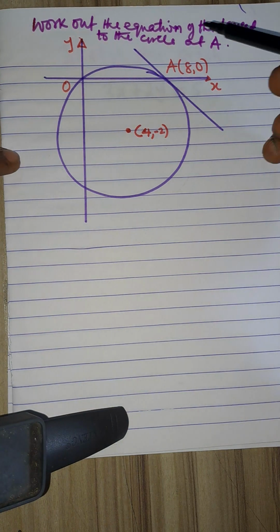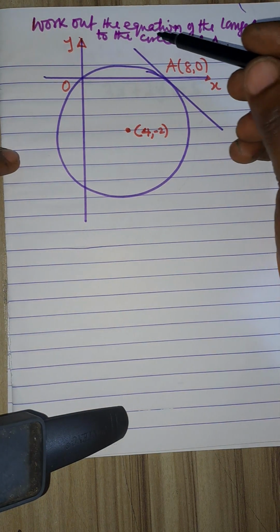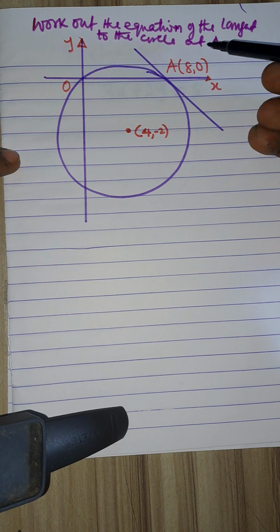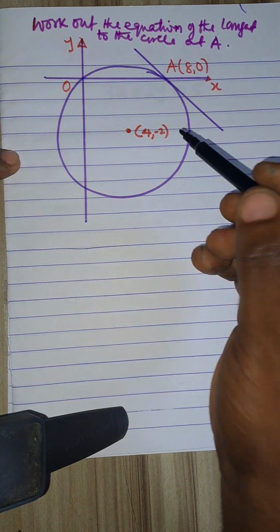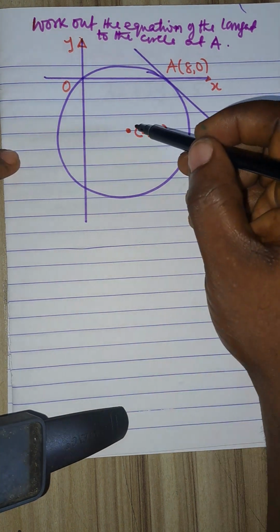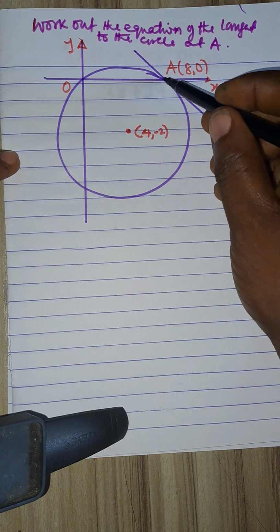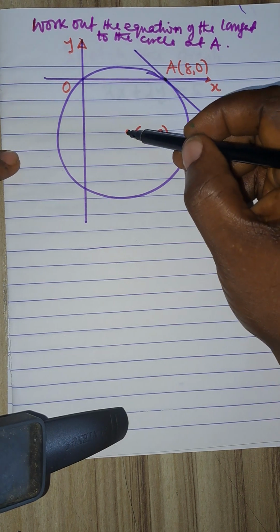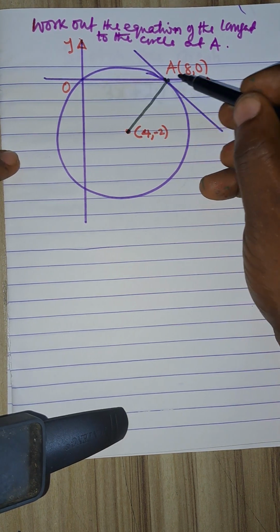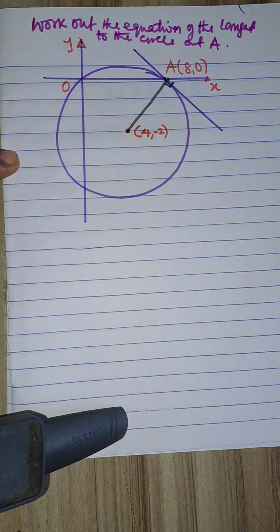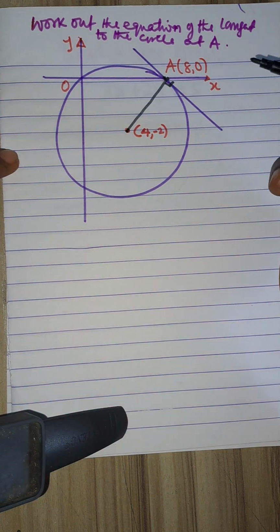For instance, we'll work out the equation of the tangent to the curve at point A. So what we do, we join these two. This is the tangent. Any line that touches the tangent from the center is a normal. So they meet at an angle of 90 degrees.